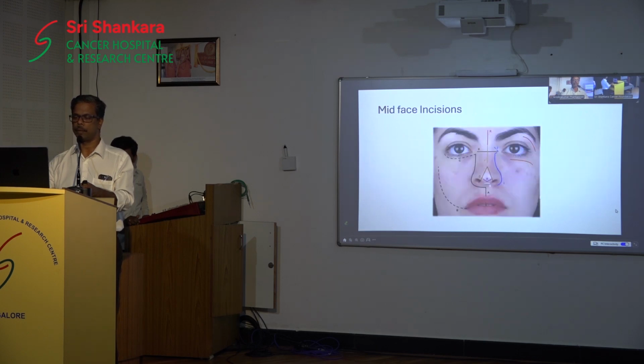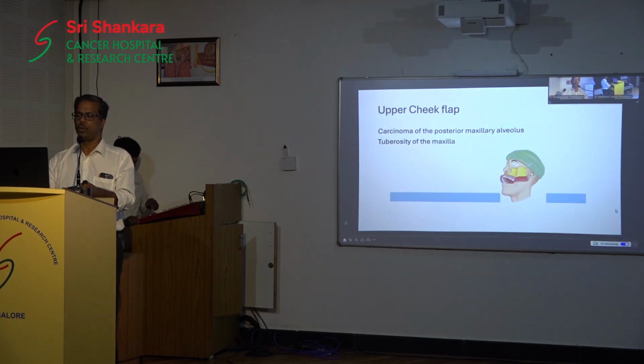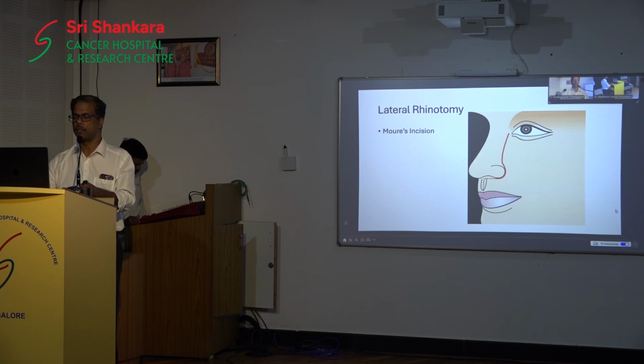So that's about bicoronal incisions. There are many mid-face incisions described, but commonly what we do to get an approach of upper cheek flap is mainly done for carcinoma of the posterior maxillary alveolus or a tuberosity of the maxilla, or a maxillectomy type of procedure, or an ethmoidectomy. It's not common nowadays. The incision done would be a lateral rhinotomy incision. The classical approach is Moore's incision.